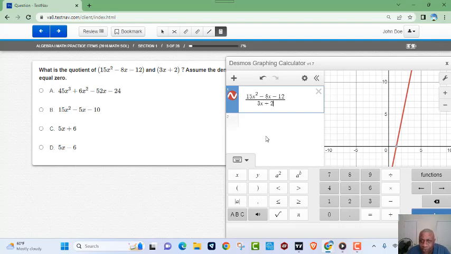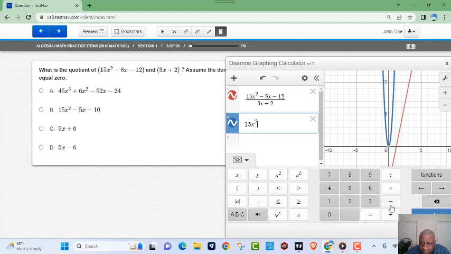All we need to do then is just put in each one of these and see which one matches that line. So I'm just going to go to, I know that one's too big. That's not going to, let me try B here. So B says 15x squared minus 5x minus 10. So that one's not it.